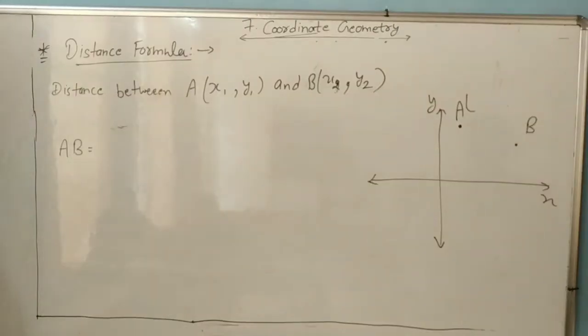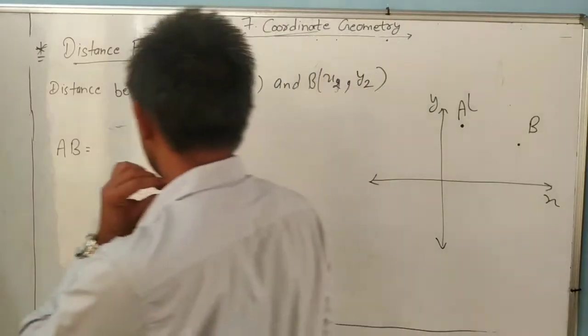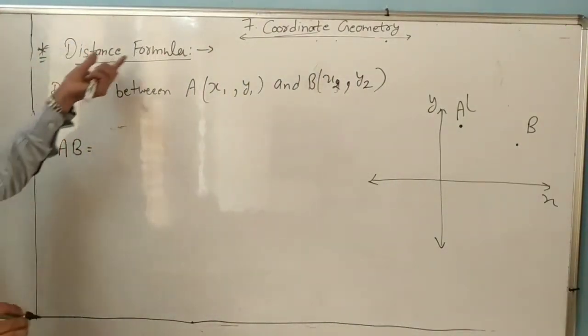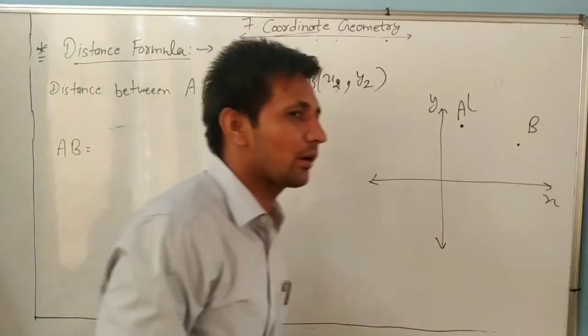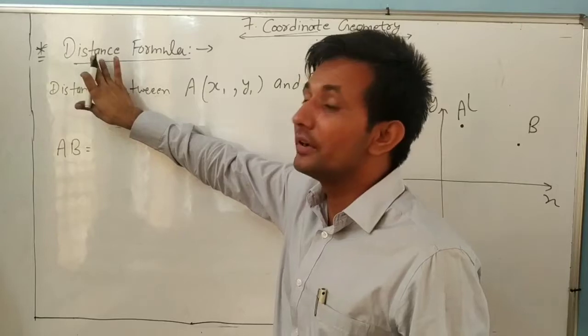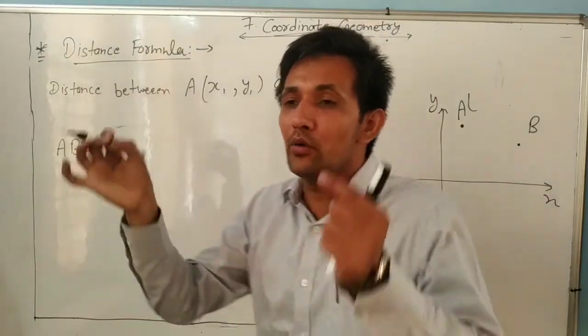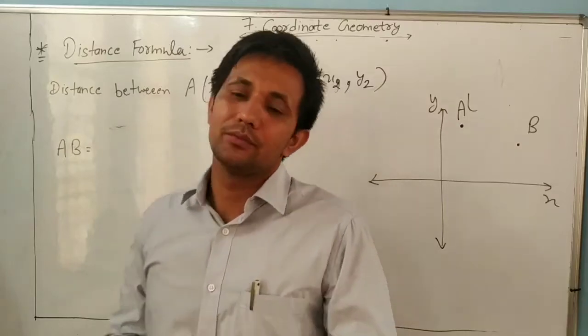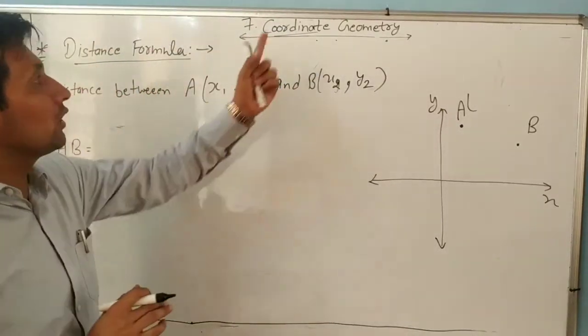Now dear, we will start this chapter with a formula. What is its name? The distance formula. As you can guess from the name, distance formula means we have to find the distance between two objects. But we are talking here about coordinate geometry.